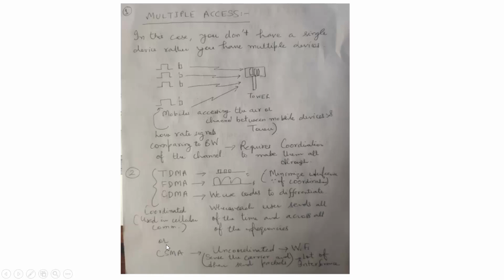And there is one more technique which can be used to access the channel, which is CSMA, carrier sense multiple access. This is an uncoordinated way of giving the access to the mobile device. This is particularly used for Wi-Fi, and the coordinated schemes are used for cellular communication. Since this is an uncoordinated way of giving the access, this CSMA is more prone to interference.